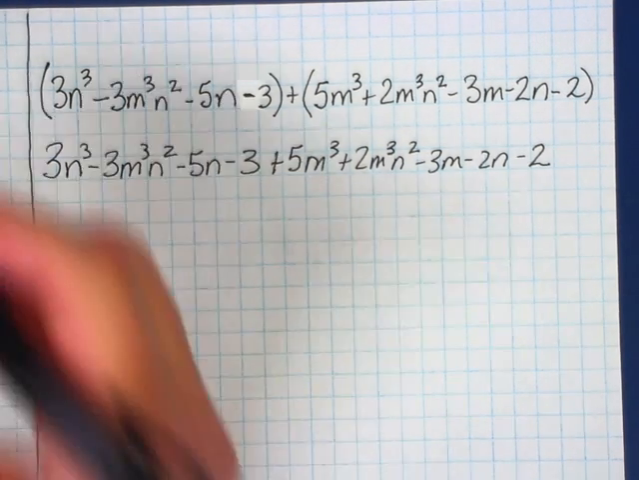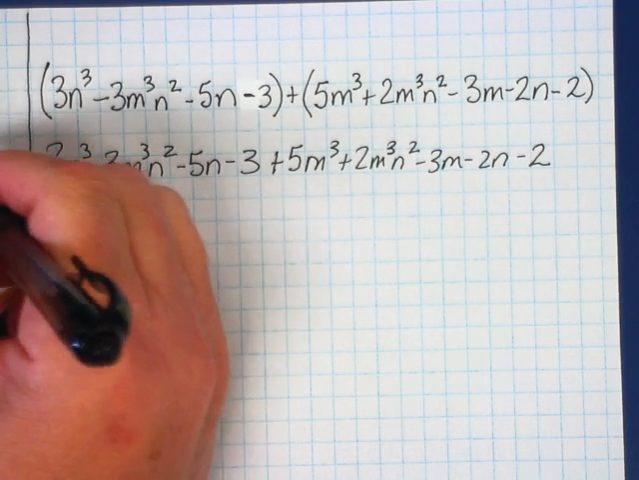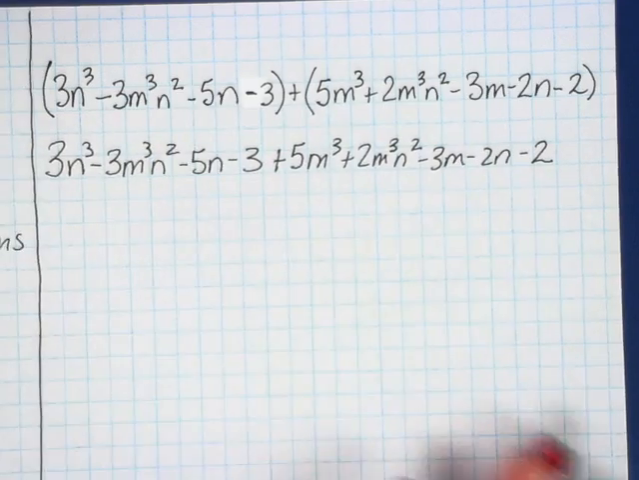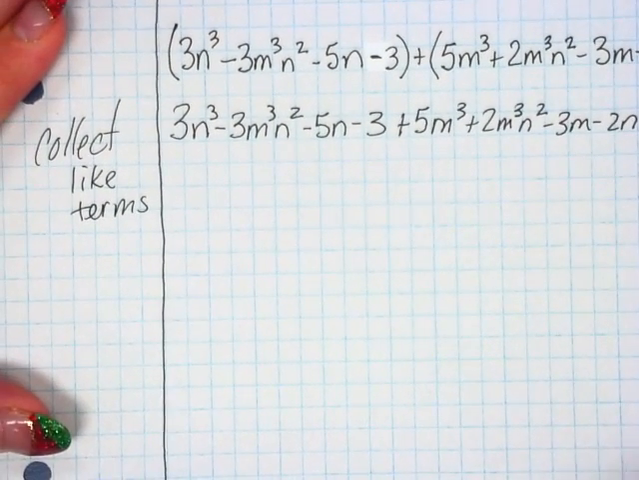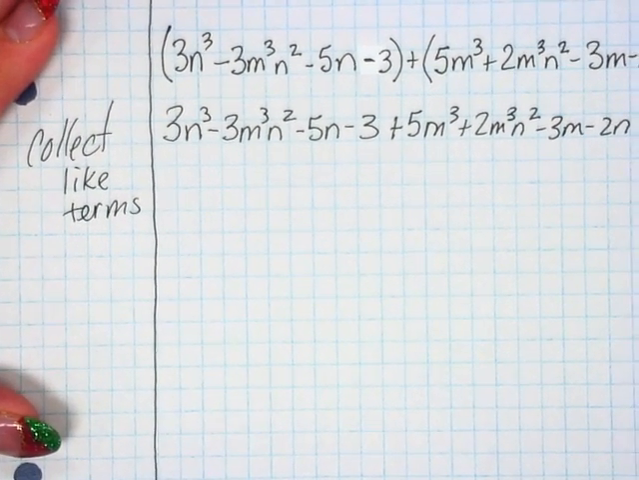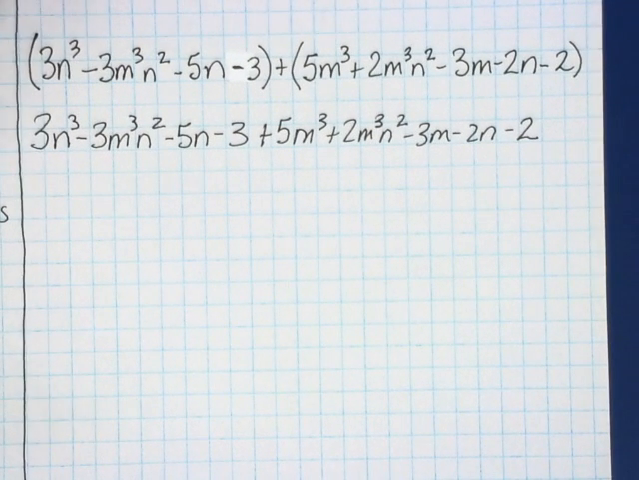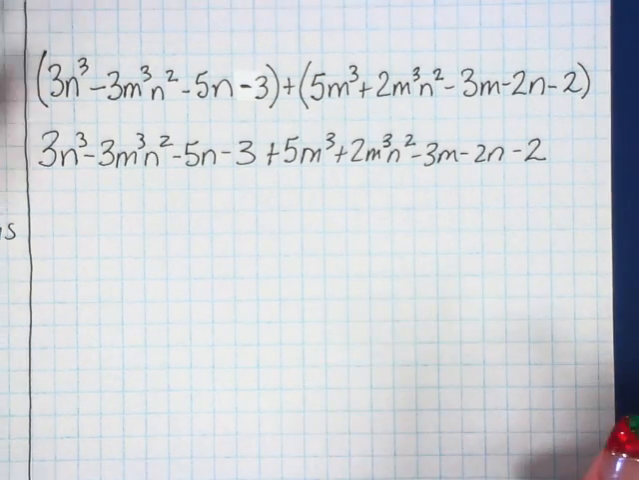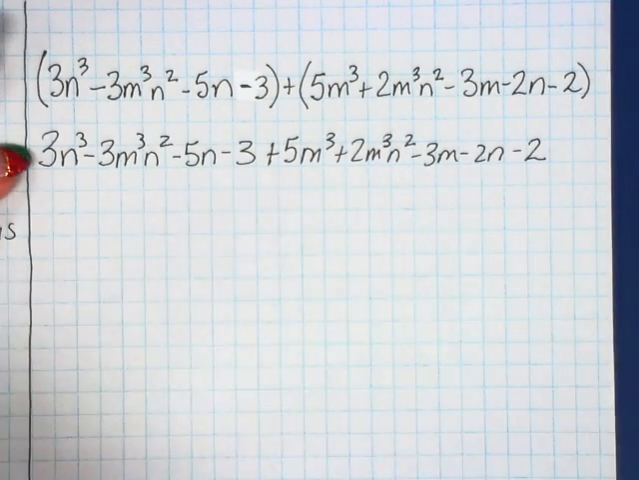So now we're going to do our collecting our like terms. I wrote for myself, collect like terms, just so I keep remembering the pattern. The fact that there's an addition, I got to get rid of the parentheses. Now I'm going to collect my like terms. So again, I start left to right.